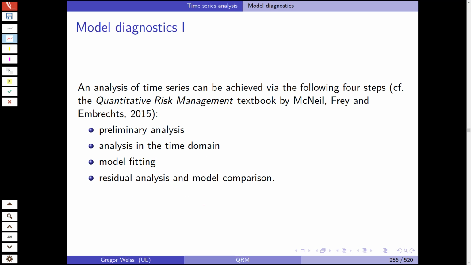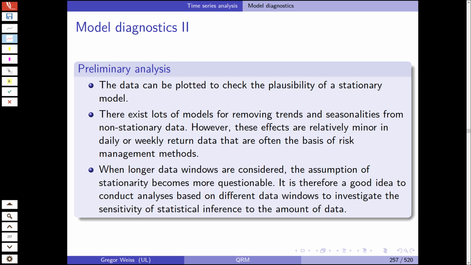This can be done in 4 steps. This is taken from the excellent QRM textbook by McNeil, Frey, and Embrechts. What you can do is you can do a preliminary analysis, then do an analysis in the time domain, fit different models, and then do a residual analysis and compare those models and choose the model that fits the data best.